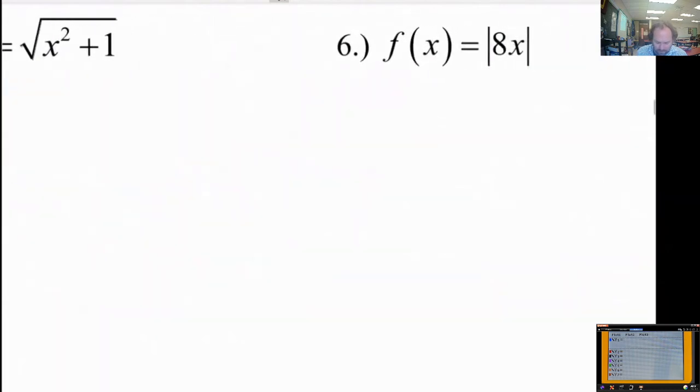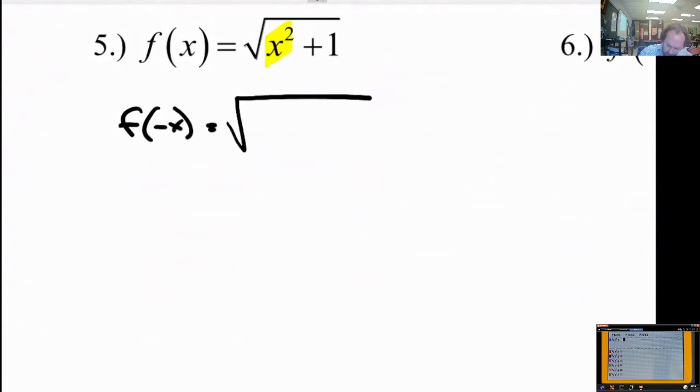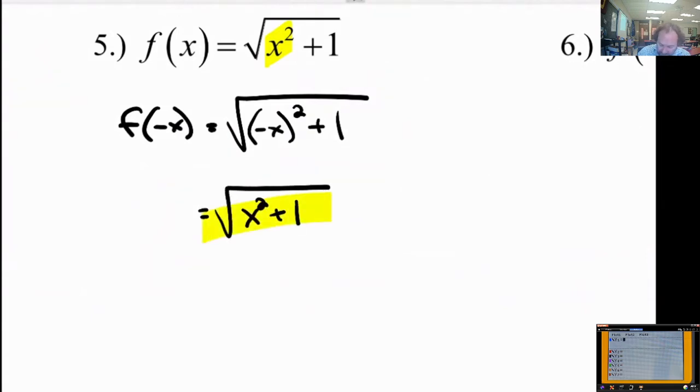But let's take a look at f of x equals square root of x squared plus 1. This is a good example of a function that's going to be even, and I can tell you why right now. It's because the x squared is the only term with a variable, and a negative x squared is the same as positive x squared. We'll demonstrate that right now. If you plug in negative x, you get the square root of negative x squared plus 1. Negative x times negative x is the same as positive x squared, so this is equal to the square root of x squared plus 1, which is exactly the same as the original function. And that means that this is an even function.